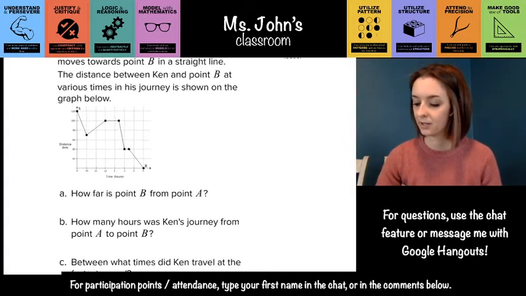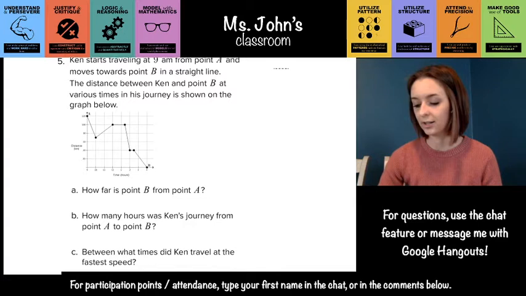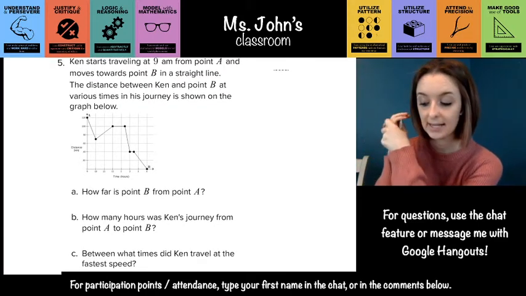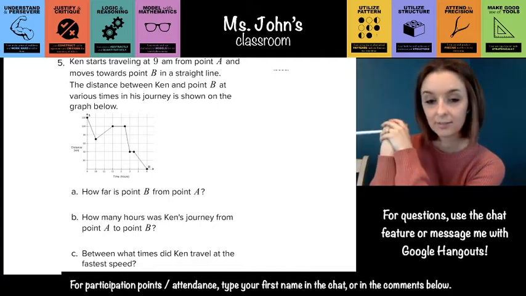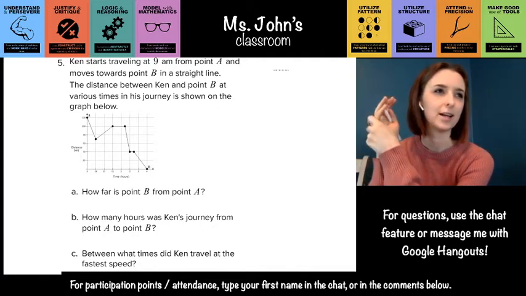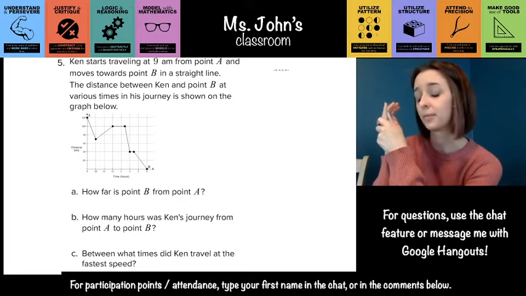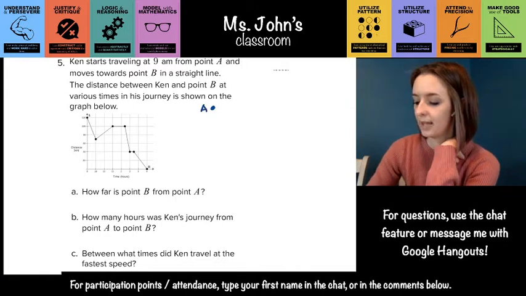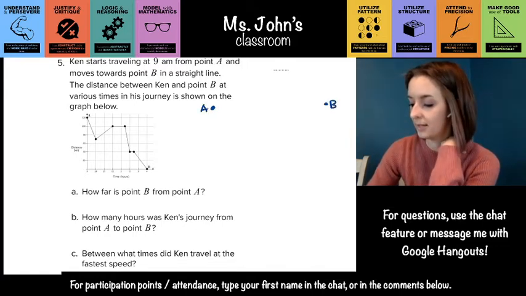Okay. Here's some crazy journey graphs. Ken started traveling at 9 a.m. from point A to point B in a straight line. So this is kind of weird because I don't know why somebody would travel in a straight line. Actually, we'll talk about that in a minute. But we just have point A and point B.